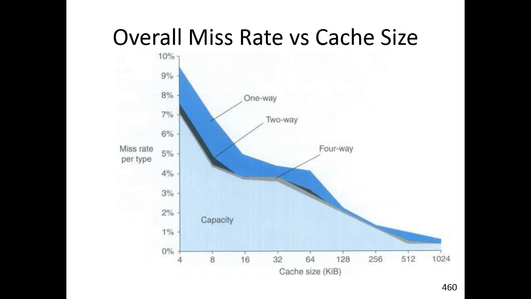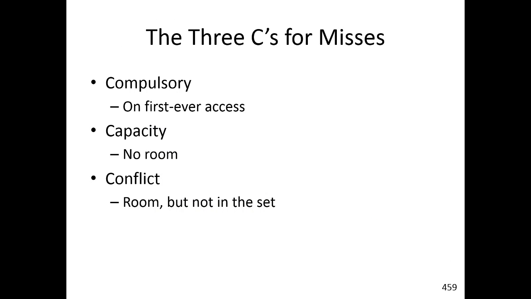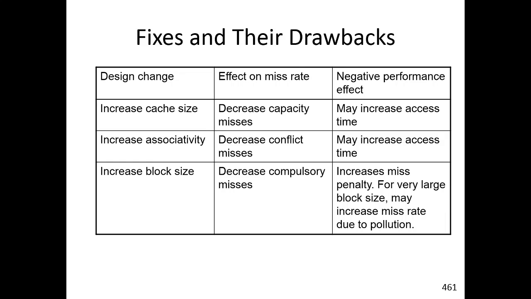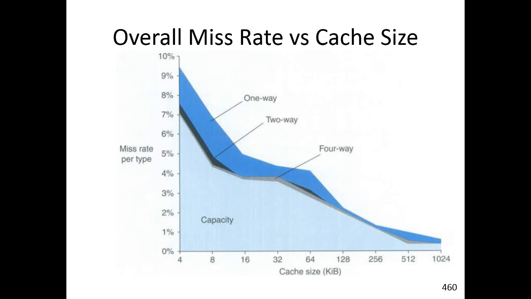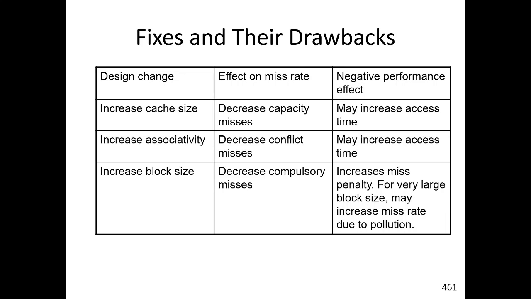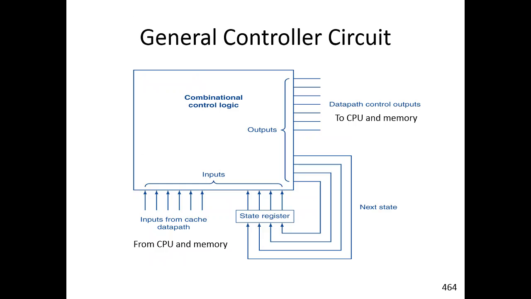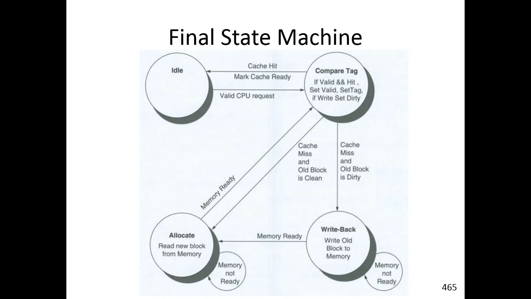Okay, so here are some methods for dealing with that. Three C's for misses: compulsory, capacity and conflict. Let's talk about what that looks like. Here is the performance of it, and here are solutions to it. I'll come back to that. What I want to do is look at a finite state machine. Here is a picture of how it works, a simple finite state machine.